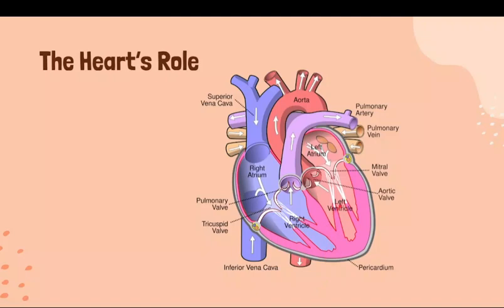So then we have the oxygenated blood. You might be wondering, what's the difference between regular blood and oxygenated blood? If you look at it visually, oxygenated blood is a little bit brighter, a bright red, and the regular blood is a little bit darker.